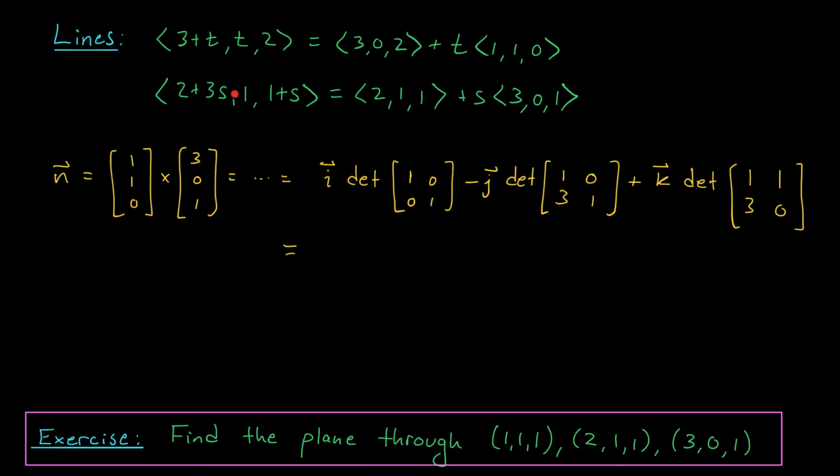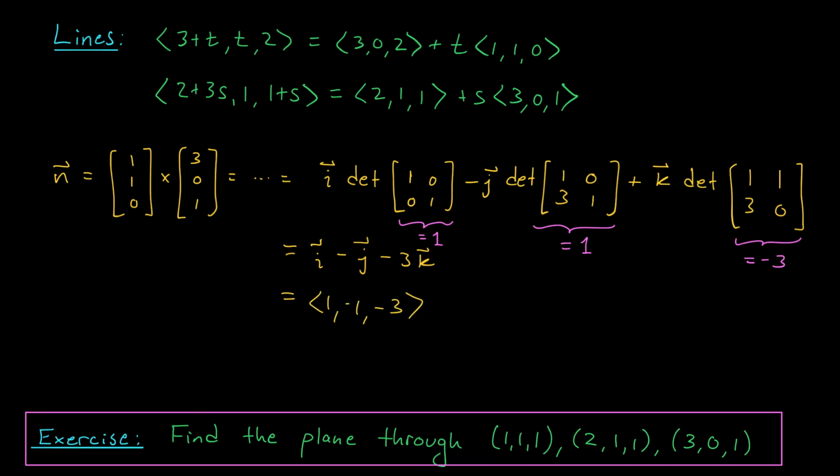Okay, so I've got my lines up here at the top and my normal vector calculation down below. Here's where we left off. We need to take the determinants of these 2 by 2 matrices. The determinant of the first matrix is 1, so I have just I vector. The determinant of the second matrix is also 1, so minus j vector. Finally, for the determinant of the third matrix, I have 1 times 0 minus 1 times 3, that's minus 3. So minus 3 k vector. That gives me a normal vector of 1, minus 1, minus 3. And sure enough, it's perpendicular to both direction vectors. I'll let you check that.